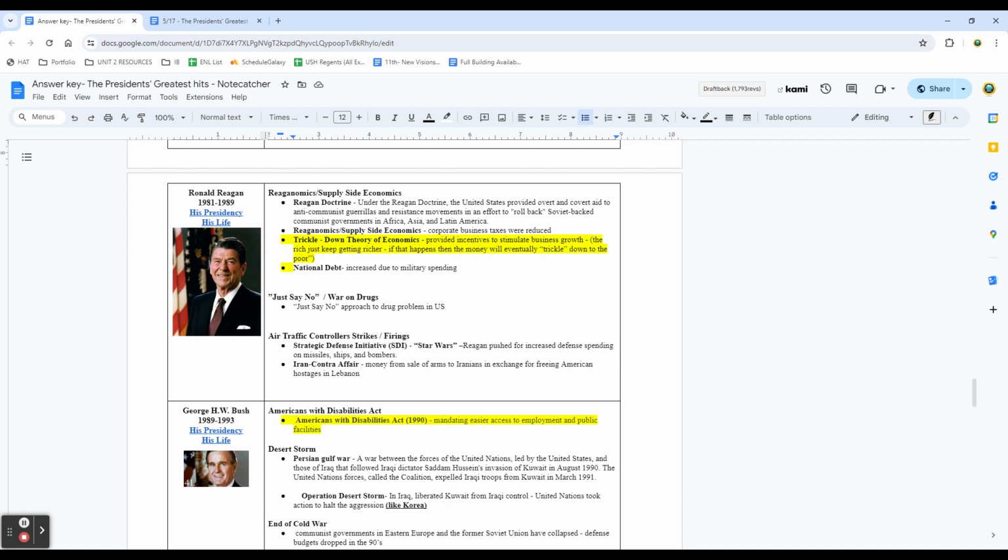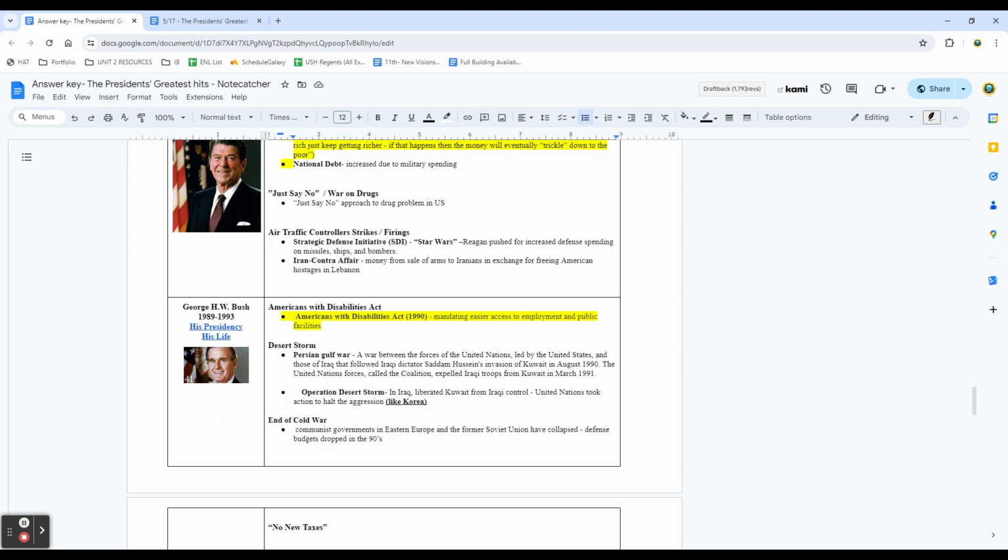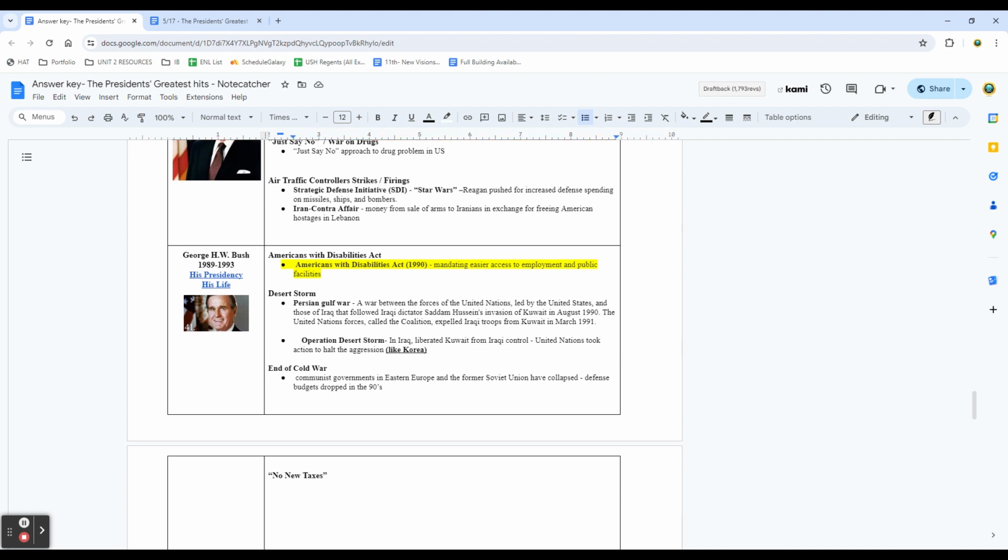And then President George H.W. Bush comes to power. So take a pause. George H.W. Bush has the Americans with Disabilities Act. This mandates easier access to employment and access to public facilities for people with disabilities and handicaps. It also prohibits discrimination based on disability. It really adds Americans with disabilities to the list of Americans who need their civil rights protected.